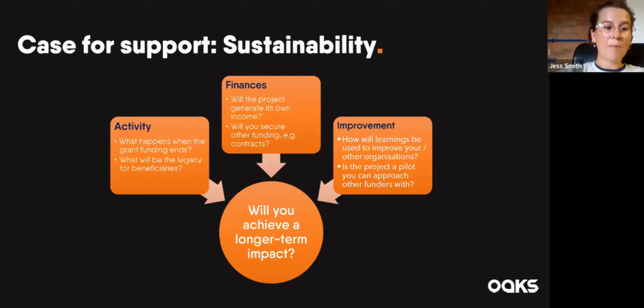So you'll think about what happens when the grant funding ends. You have to think about, what are your next steps? What will you do next? Will you look at retained funds? Will you go to other funders? Will you end the program? The funders are really interested in knowing about this, and it really helps them to know whether to give you funding or not. What will the legacy of the program be for the beneficiaries?